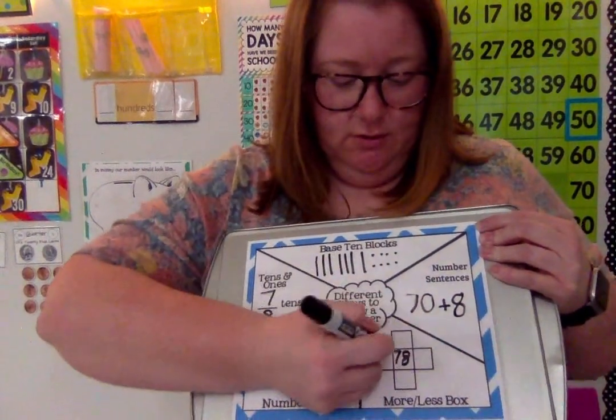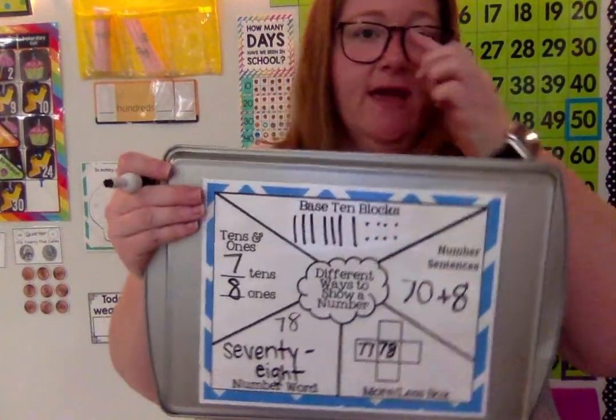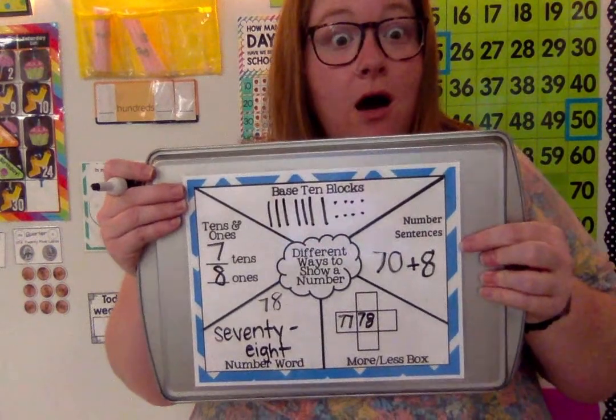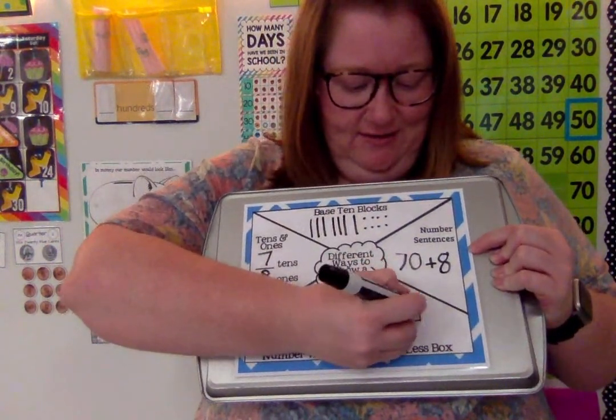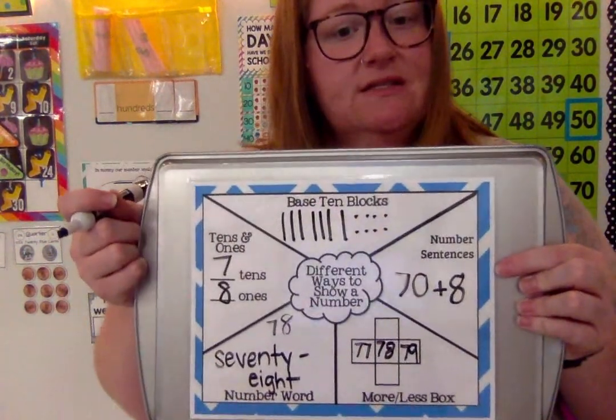I about wrote one more. I gave you the answer. Did you say 79? 8, one more is 9.